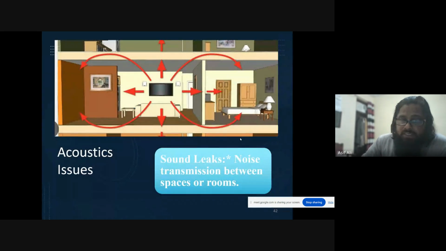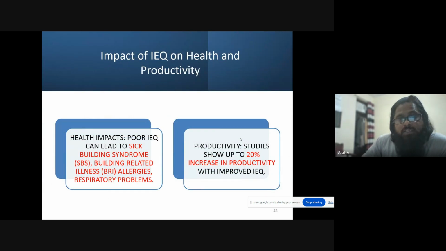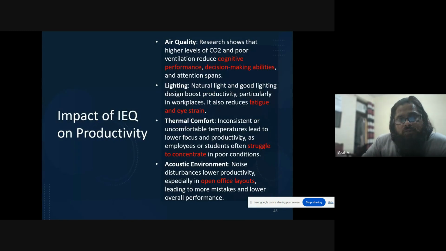So there should be no reverberation, no echo, no sound from the other room. If somebody is watching television in the drawing room and you are sleeping in the bedroom, there should be a provision that the sound does not cross from the drawing room to the bedroom. There should not be a sound leak. It will increase your productivity. Sometimes by changing all this, 20% or 30% productivity was improved. So there are health issues.